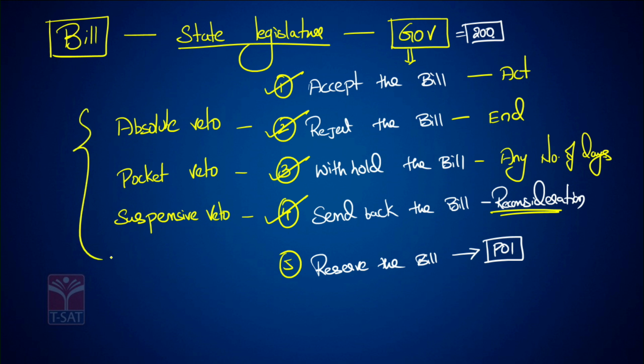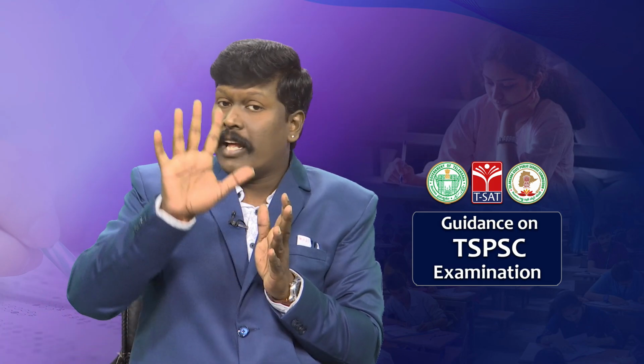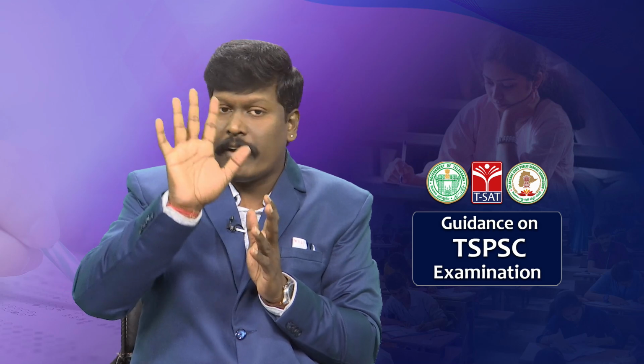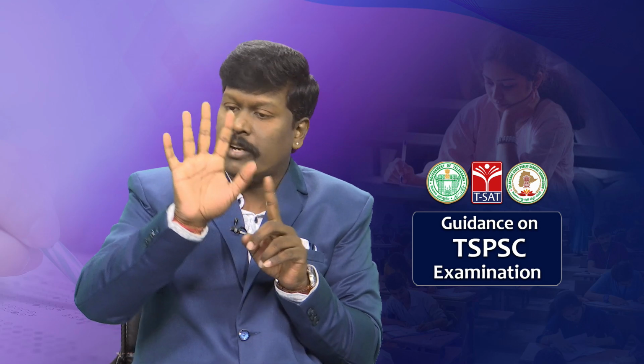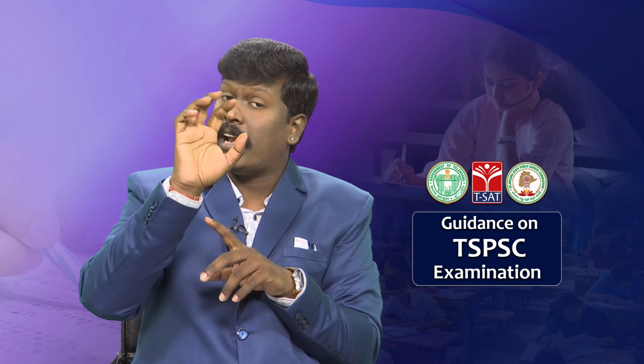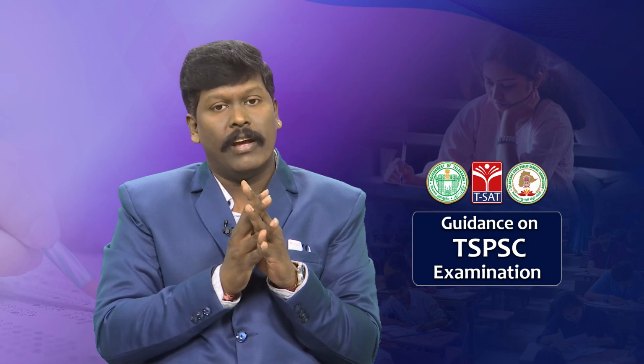Right? Now the governor has a fifth alternative, that he can reserve the bill to the President of India. But under what circumstances can the governor reserve a bill to the President of India? There are 5 criteria. If an ordinary bill of the state legislature mentions any of these 5 things, the governor can reserve that bill to the President of India. What are they?